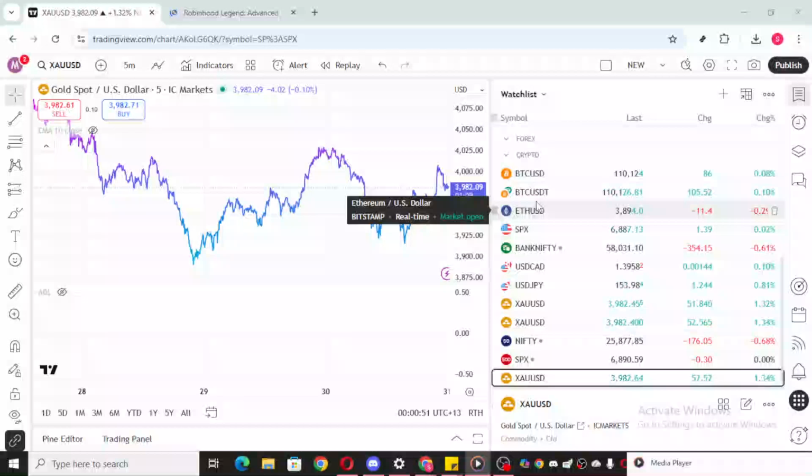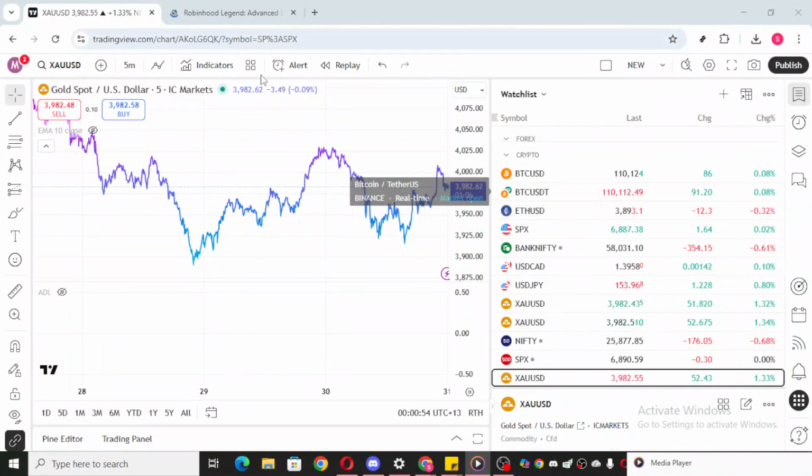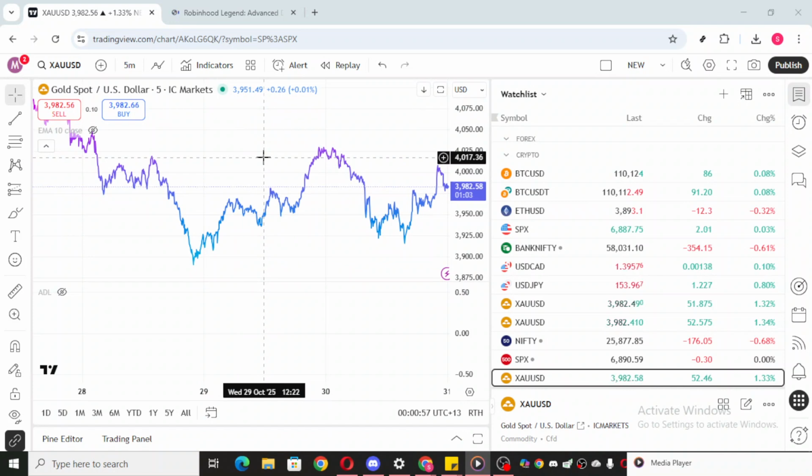In today's video, I'm going to teach you about the distinct features and strengths of two popular trading platforms, Robinhood Legend and TradingView. Both platforms are excellent for different types of traders, and understanding what each has to offer might help you choose the best one for your needs. Let's dive into Robinhood Legend first.